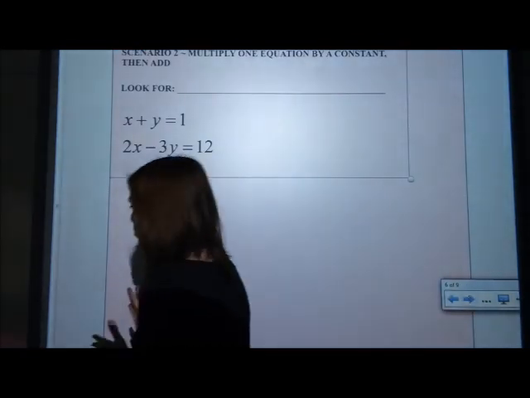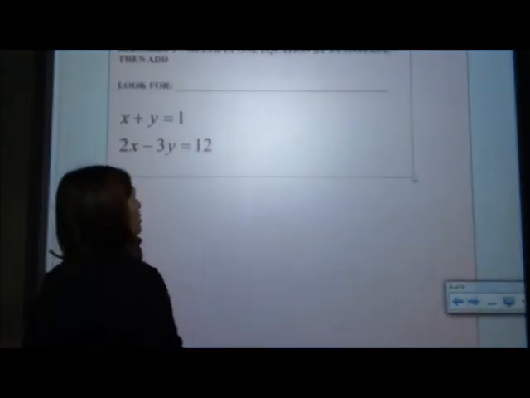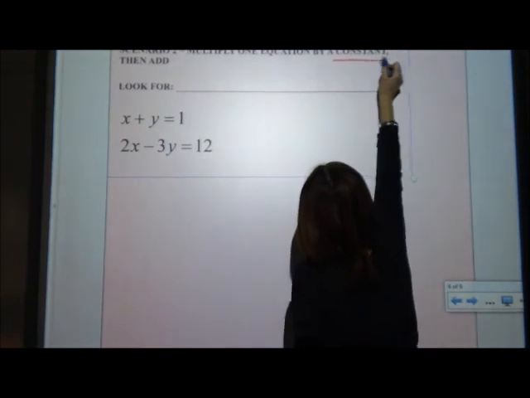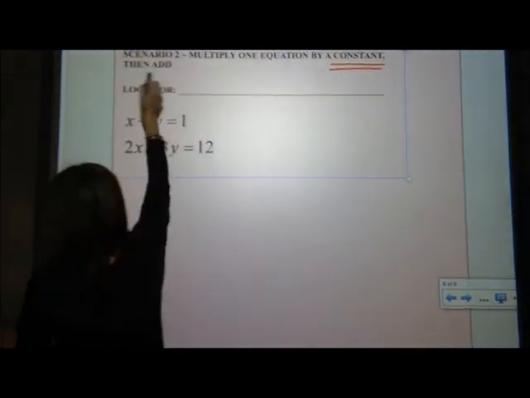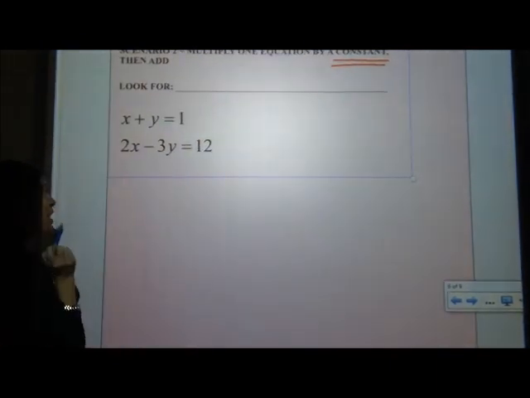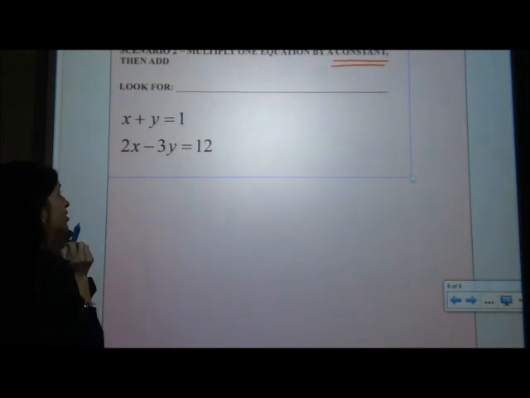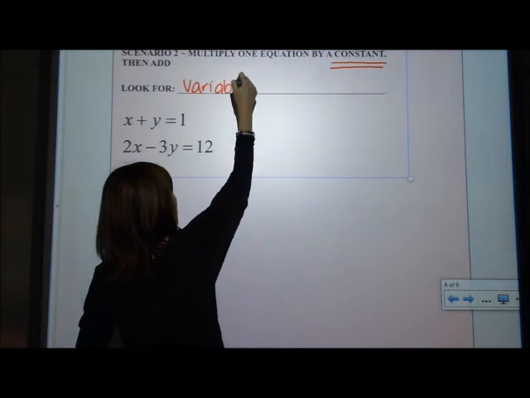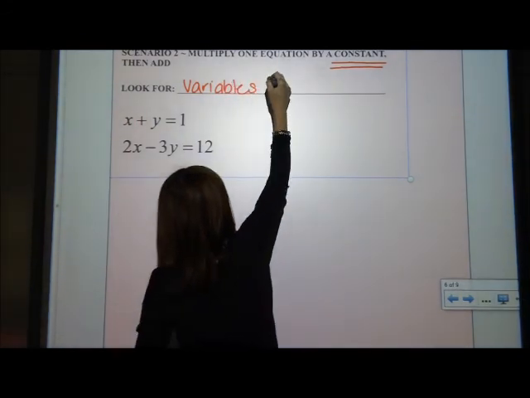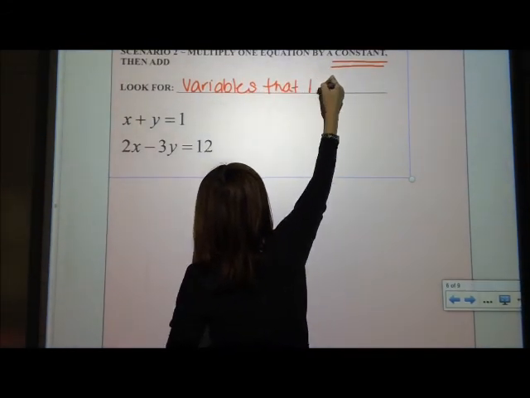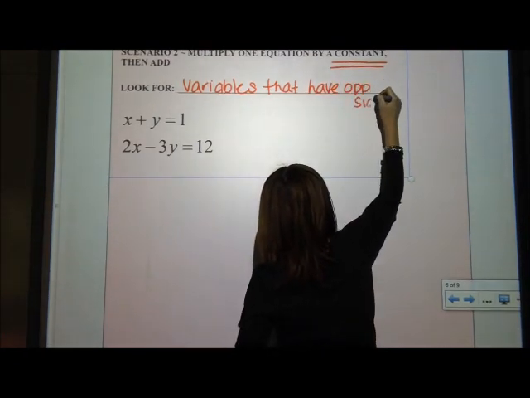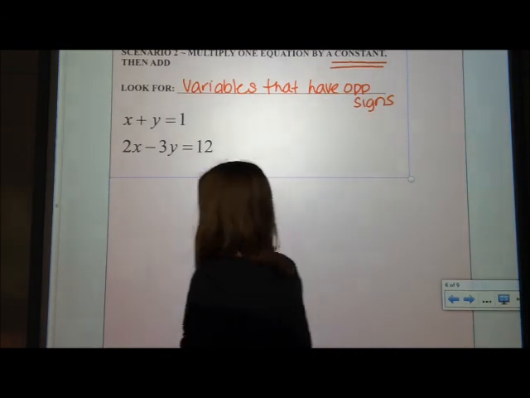We're going to look at scenario number 2. It starts to get a little bit more challenging because we have to multiply one equation by a constant, and a constant's just another word for a number, and then add them. Okay, so what I like to do is look for variables that have opposite signs. If they don't have opposite signs, then I'm just going to multiply by a negative.